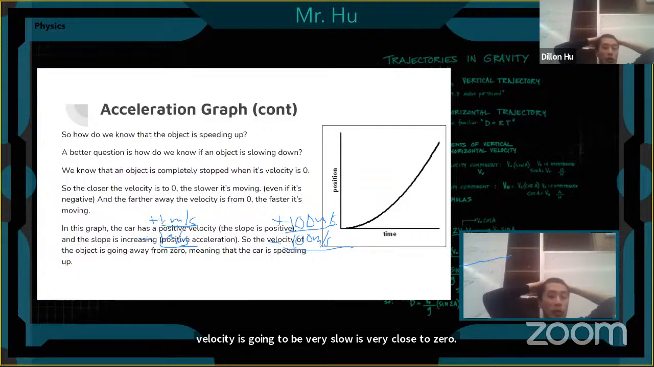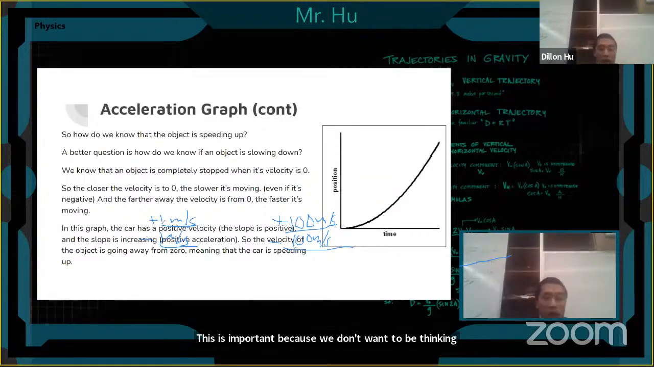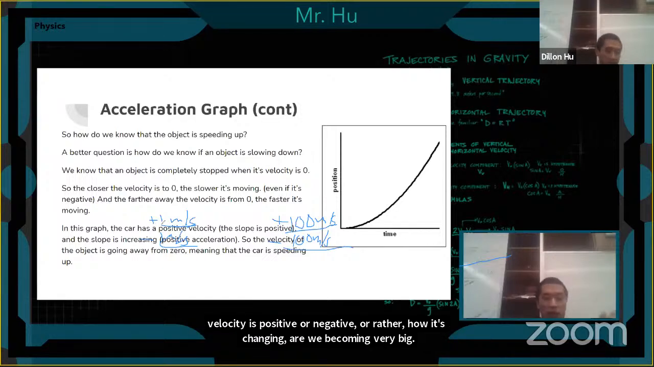So this is important because we don't want to be thinking about our acceleration as being whether or not our velocity is positive or negative, but rather how it's changing. Are we becoming very big, either in a positive or negative direction, or very small?